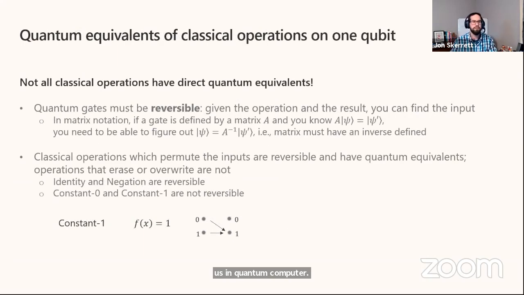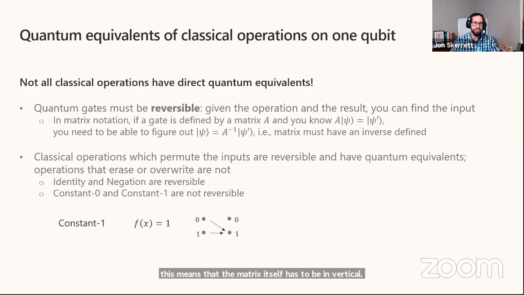The important thing to remember about quantum computing is that every gate has to be reversible. So given the gate that you want to perform and the result of its application, you have to be able to find the input that was passed in this operation. It's just how the physics works. So in matrix notation, you need to have the inverse of a matrix to figure out what the input was. And this means that the matrix itself has to be invertible.